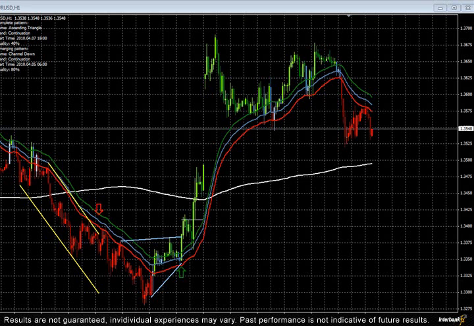So our entry was based upon support and resistance and price action. Our stop loss was based upon support and resistance and price action. So can you guess what we're going to use for our exit? Again, no percentages, no dollars, no fixed pips. Okay, we're talking about support and resistance.